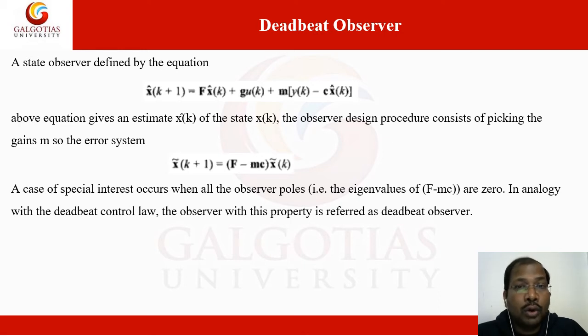Now we are going to design the deadbeat observer. As before, we consider the design of the predictive state observer: x cap(k+1) = F x cap(k) + G u(k) + M(y - C x cap). This is the observer output, this is the plant output, M is the observer gain, and F and G are the system state and input matrices. The above equation gives the estimate x cap of the state x(k). The observer design procedure consists of picking the gain M.